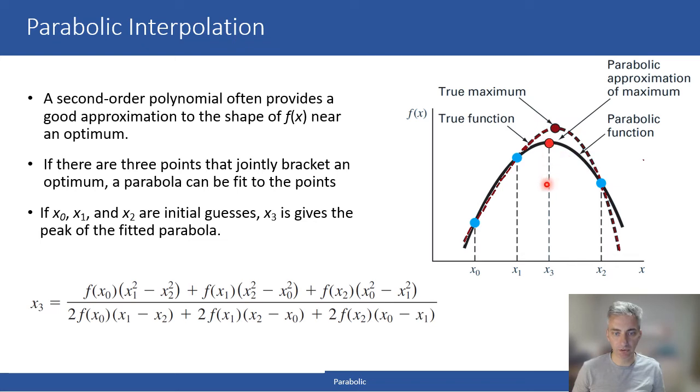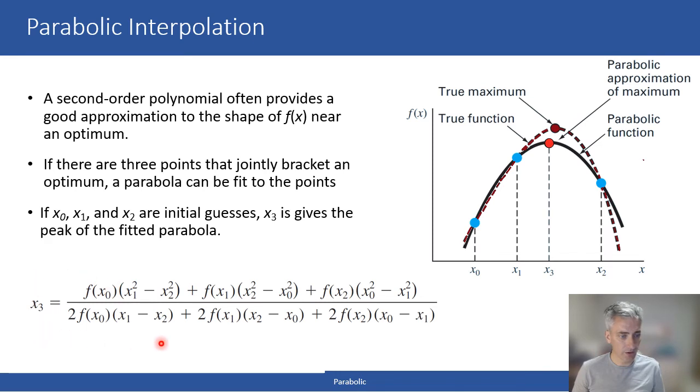And we can also see the peak of that polynomial is identified as x3 in this graph, and it's not too far from the true maximum. The reason this works so well is because peaks, at least over a small scale, usually look like they have some sort of parabolic shape. So by fitting a parabolic function to any 3 points close to the peak, we're going to get a reasonable estimate of where the true maximum is.